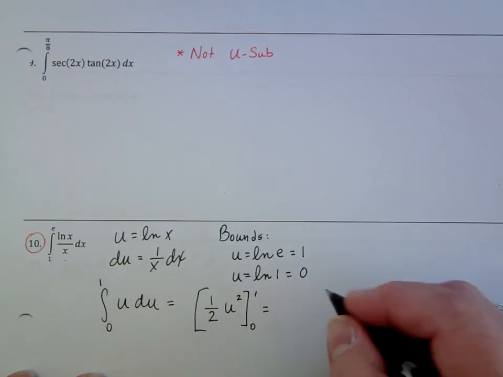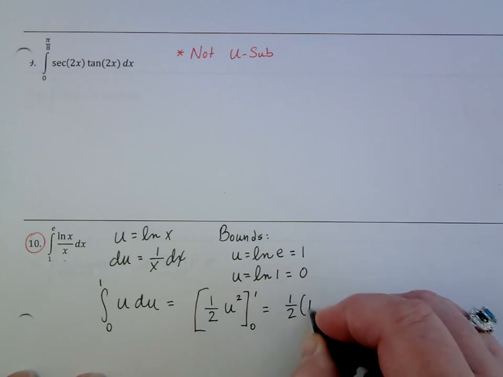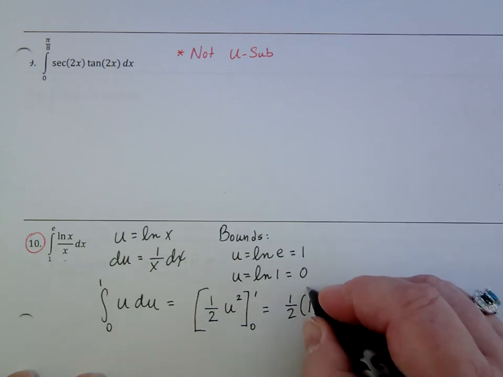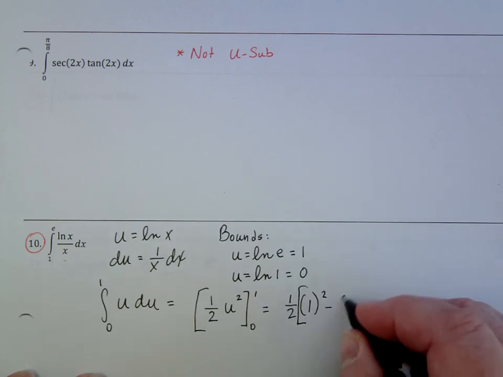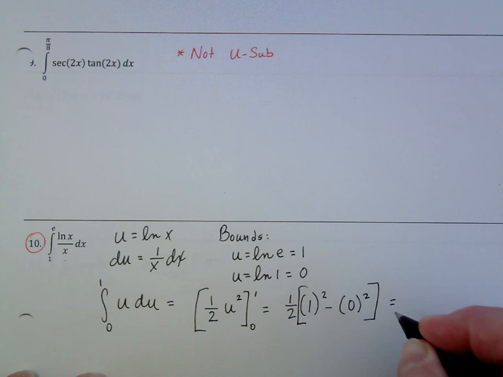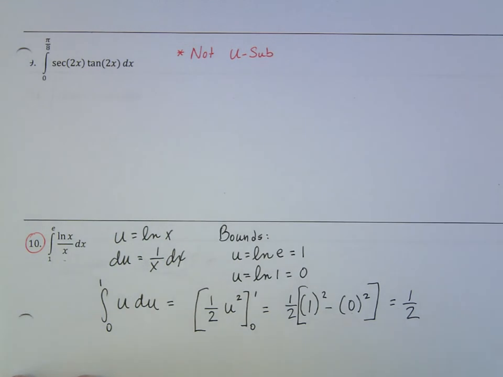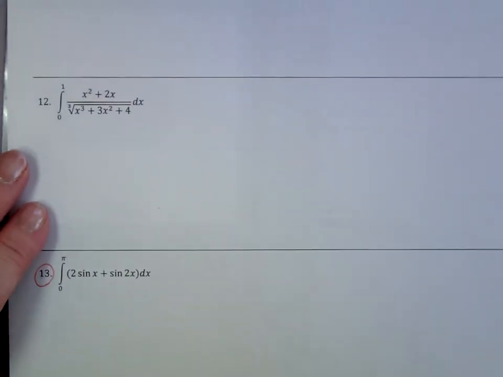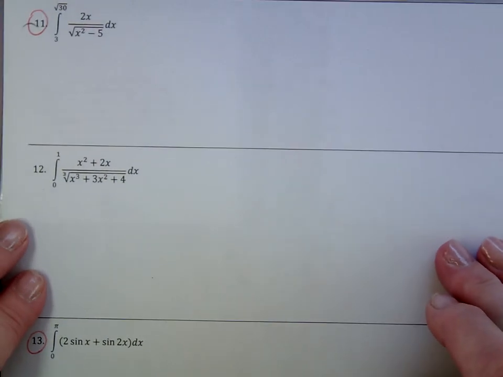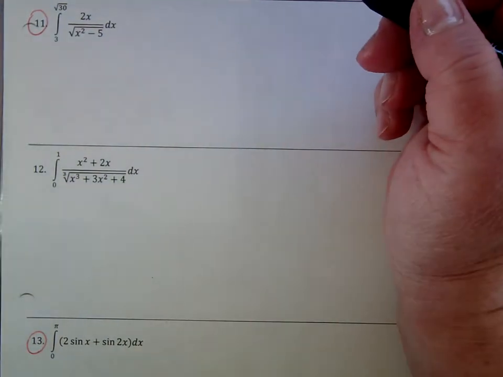So if I f of b this, it's 1/2 of 1 squared. I guess I should say, the 1/2 is attached to both things, so 1/2 of 1 squared minus 0 squared, and I end up with 1 minus 0 is 1, and 1 times 1/2 is 1/2, and that's my final answer for number 10. So if I move on to the next part, number 11 is the next one I thought might be a little intimidating to you.